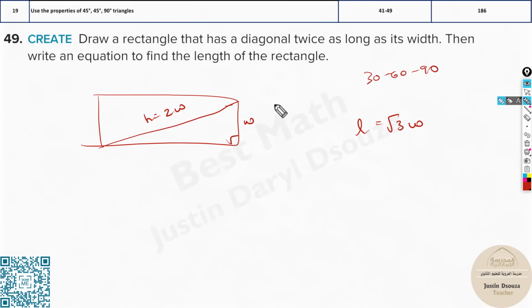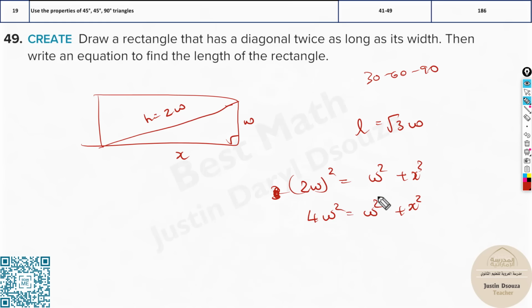So L is unknown, okay? So I need to find this one. So I'll consider this as X. What does the Pythagoras theorem say? It's 2w over here. 2w the whole square will be equal to the sum of the other two squares, w squared plus x squared, which is unknown. So let's solve it. 2 squared is 4, so 4w squared is equal to w squared plus x squared. I'll take this w squared to the other side. It will be 4w squared minus w squared equals x squared. It is 3w squared equals x squared.